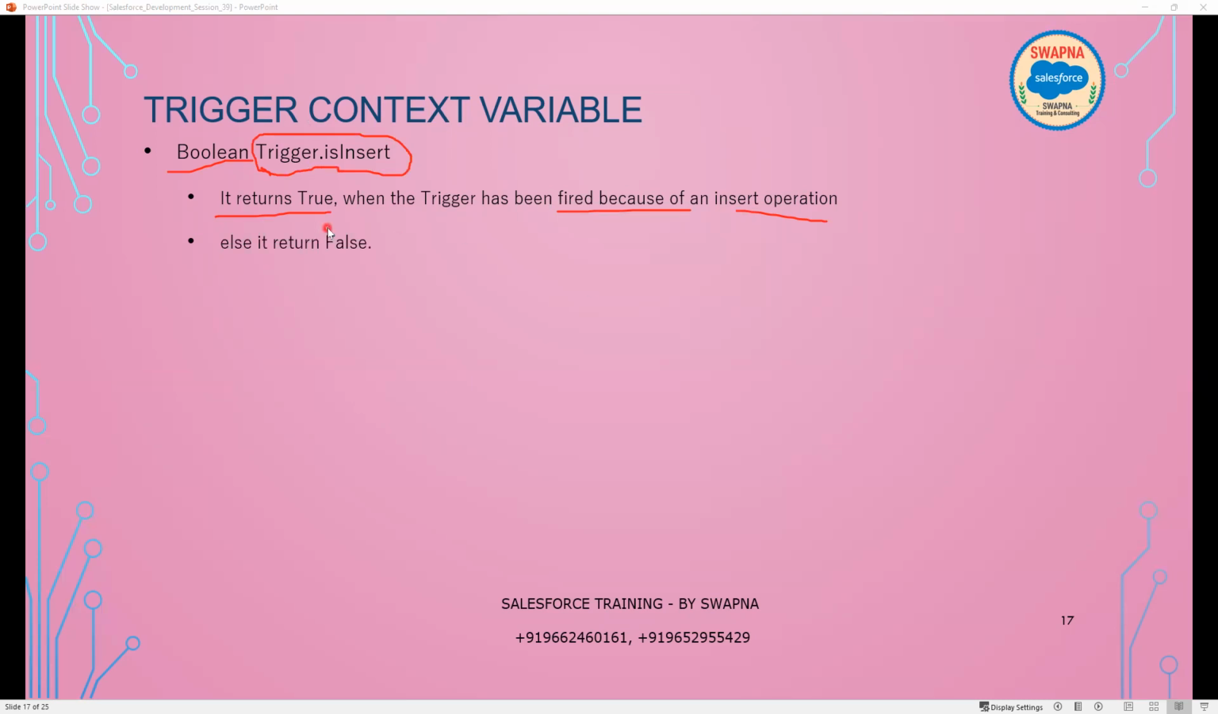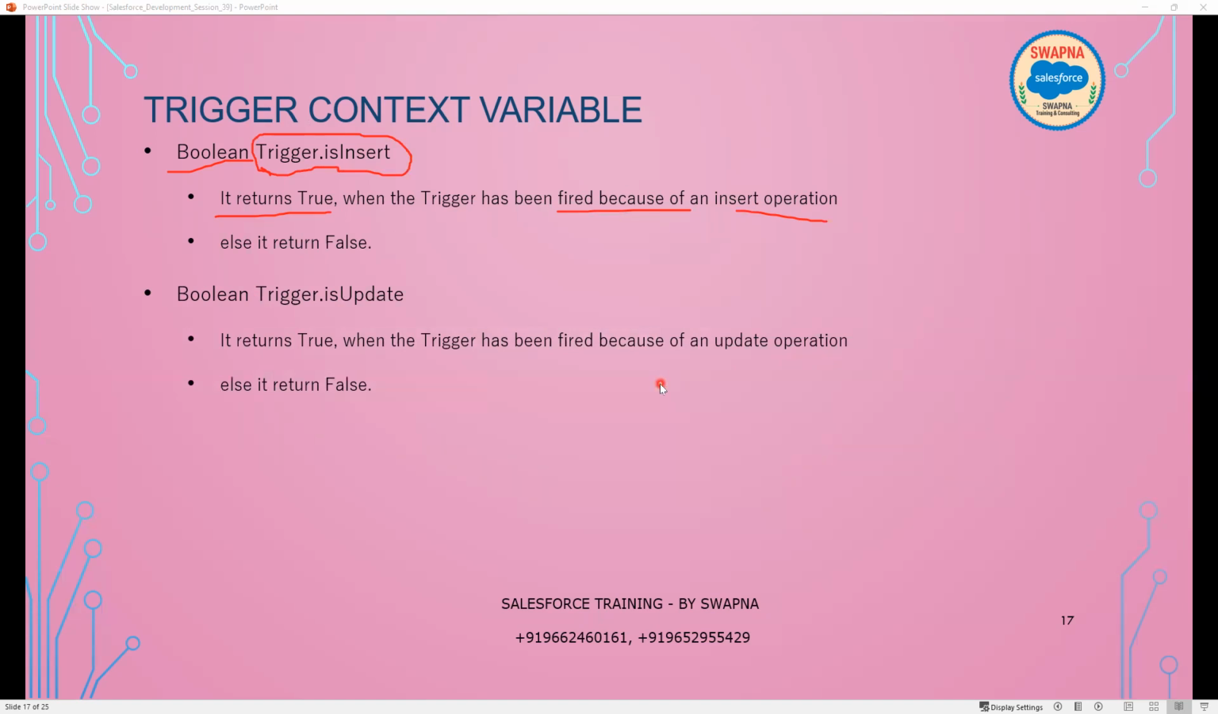It did not fire because of insert. That means it is false because maybe they are doing update operations or delete operations. Whenever it is not an insert, it will give you the false condition. Similarly, Boolean Trigger.isUpdate. If it returns true, that means this trigger has been fired because of the update operation. Else, it will be false.